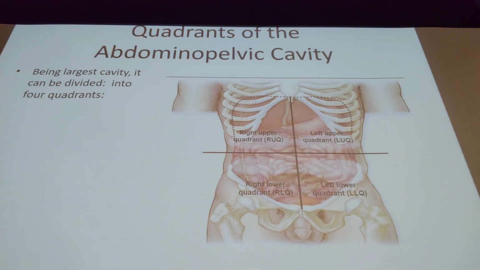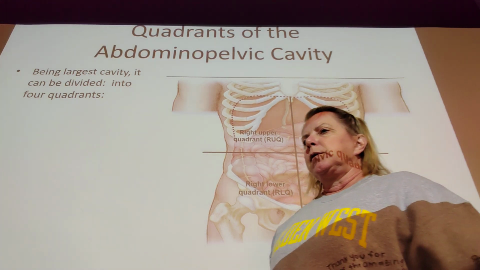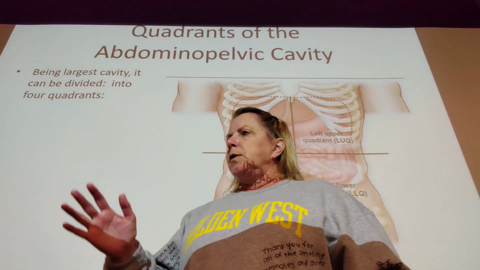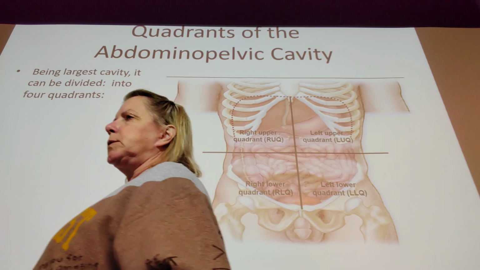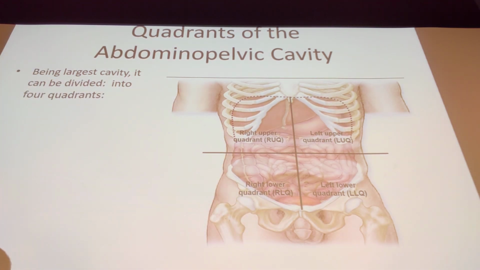Oops. Quadrants. And also, beyond the quadrants, if you look down abdominal regions, we're going to tag those on our big mannequins today. You have a right upper quadrant. This is all in your abdominal cavity. Right upper quadrant, left upper quadrant, right lower quadrant, left lower quadrant.